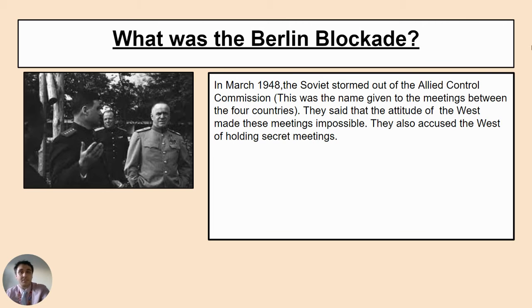Okay, so what happens next? In March 1948, the Soviets stormed out of the Allied Control Commission. Now, that's basically the authentic historical term for the meetings between the four countries, if you want to impress your examiner. And the Soviets said the attitude of the West made these meetings impossible. And they also accused the West of holding secret meetings, which, to be fair, they had. That's where Bizonia came from.